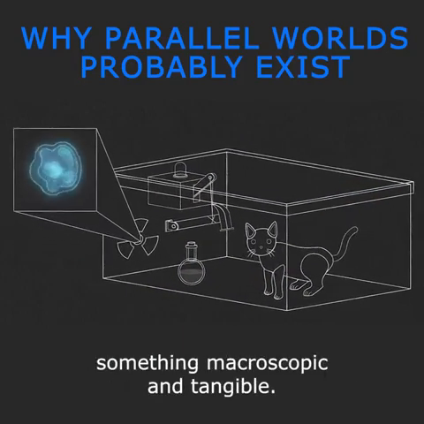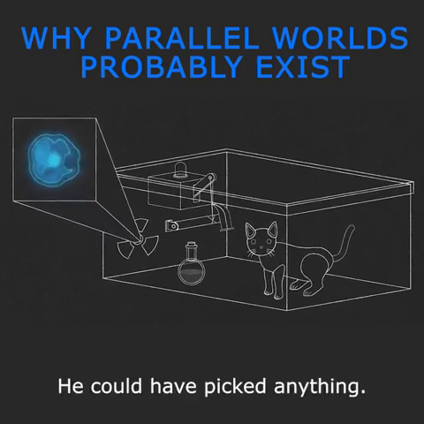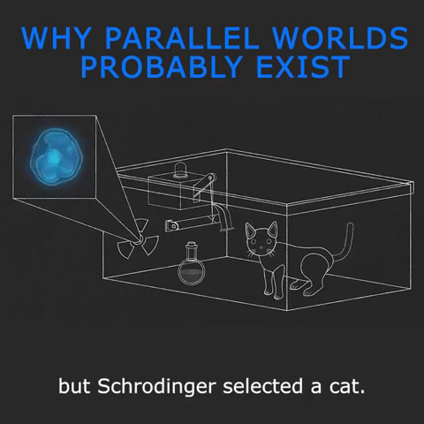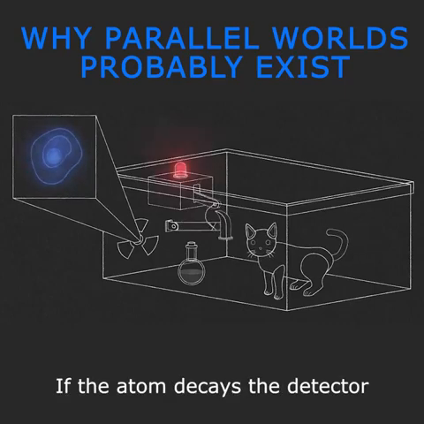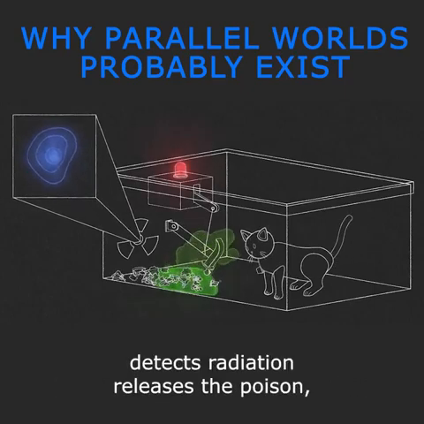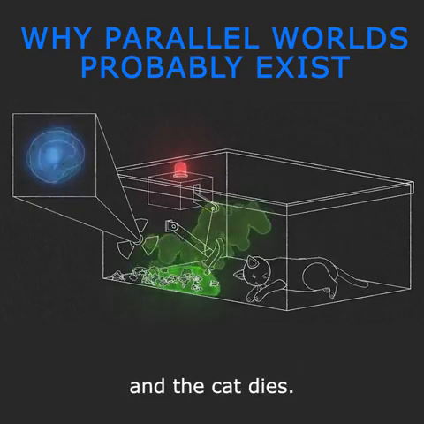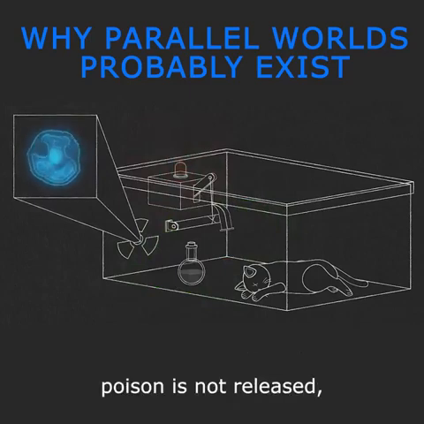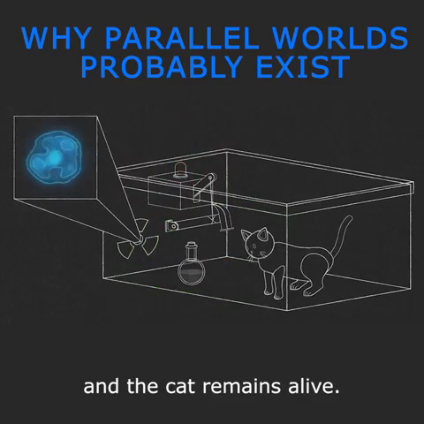Anyway, the whole point of the experiment is to magnify the state of the atom up to the state of something macroscopic and tangible. He could have picked anything. It didn't have to be alive, but Schrödinger selected a cat. If the atom decays, the detector detects radiation, releases the poison, and the cat dies. If the atom doesn't decay, the detector doesn't detect radiation, poison is not released, and the cat remains alive.